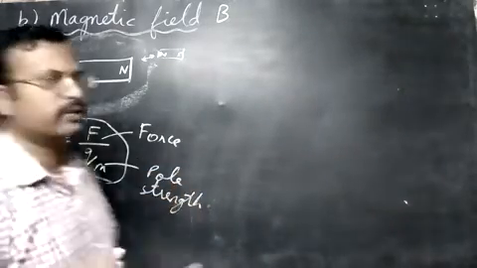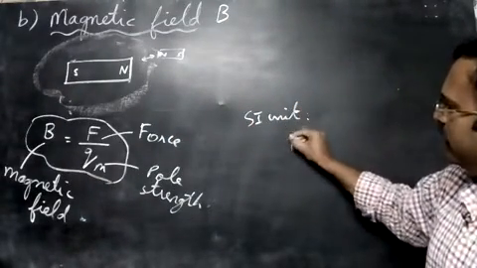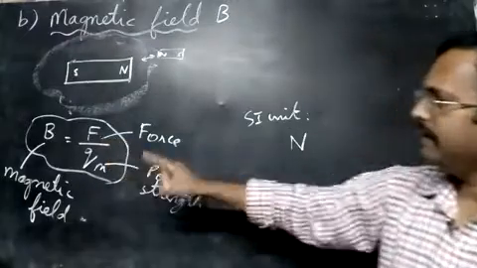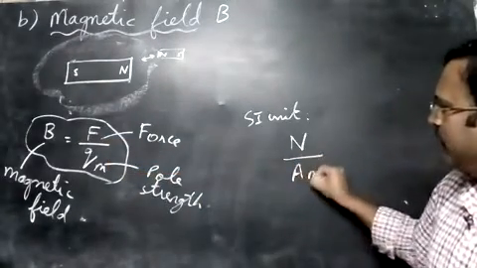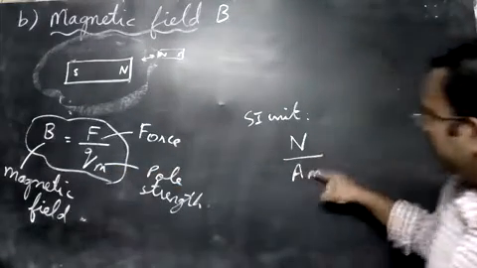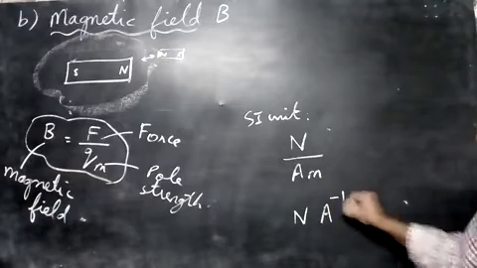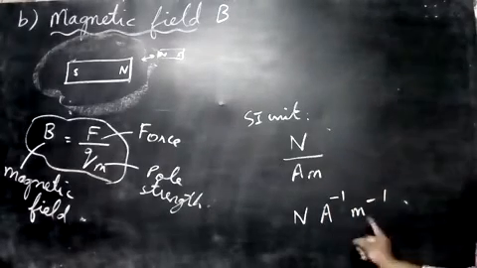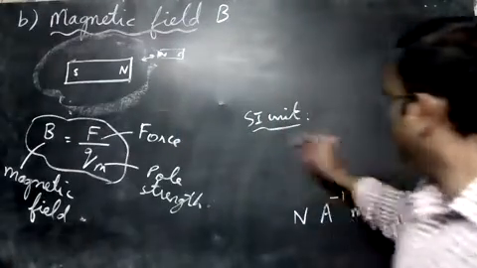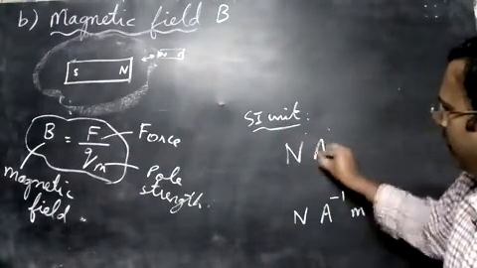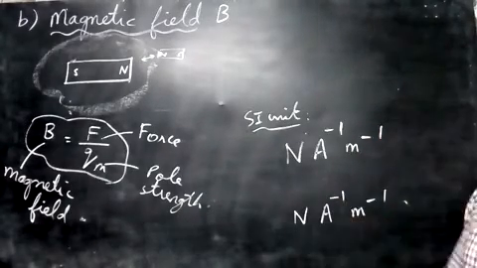Let's see what will be the SI unit for this. The SI unit for force is Newton. Pole strength will be ampere meter. So Newton by ampere meter, because Q means pole strength. Taking this up, we get Newton, then ampere to the power minus 1 and meter to the power minus 1. So this is the SI unit of the term. Now you know how it comes. I write on top Newton, ampere inverse, and meter inverse. That is the SI unit for magnetic field.